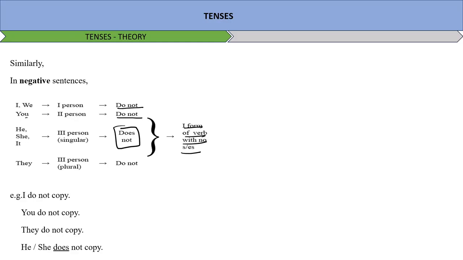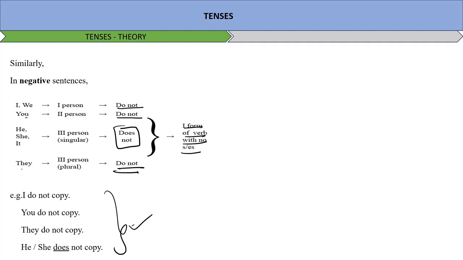They is third person plural, so it will follow do not. I do not copy, you do not copy, they do not copy, he does not copy, she does not copy. So similarly, in negative sentences also it remains the same, as we can see, okay?